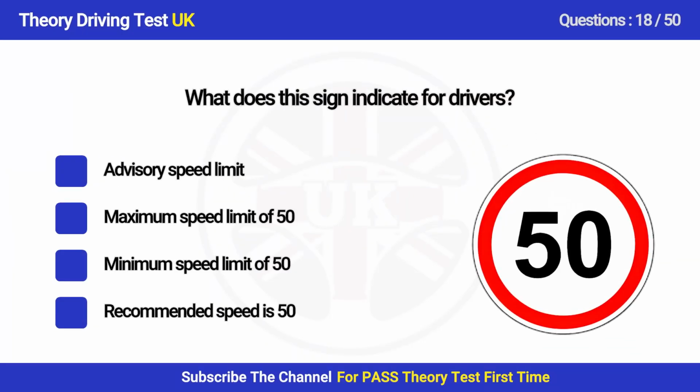A. Advisory speed limit. B. A maximum speed limit of 50. C. Minimum speed limit of 50. D. Recommended speed is 50.